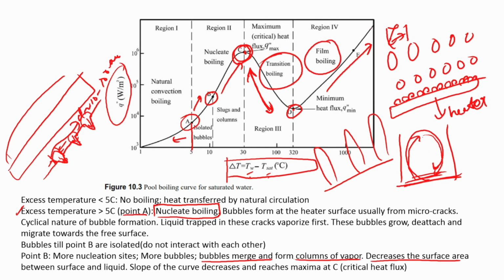At the end of this regime 4, you can have the catastrophic limit also, because the degree of superheat is very, very high. Because the degree of superheat is very high, the material of the heating surface may actually melt. So, you have a catastrophic situation.